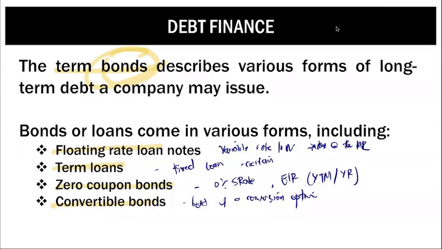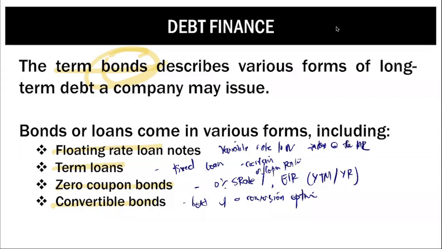Zero coupon bonds. When we say zero coupon, it means there is 0% stated rate or 0% coupon rate. By the way, stated rate is also known as your coupon rate, meaning at the face of the bond, there is no interest that is stated on the particular bond. Next, we have only here your EIR or your yield to maturity or your yield rate. Finally, we have your convertible bonds, which is a type of bond with a conversion option.